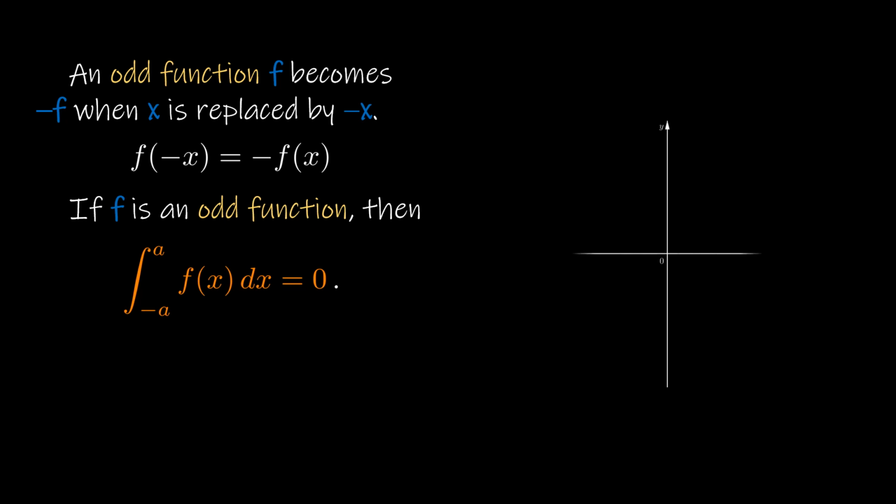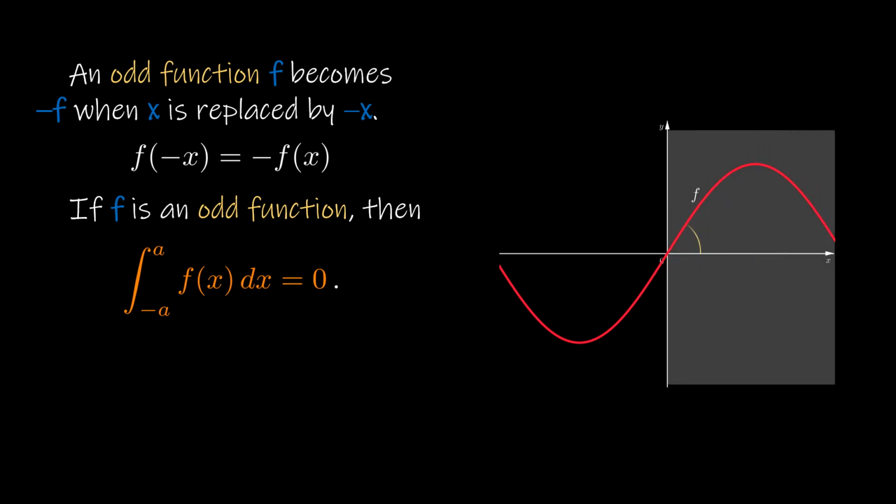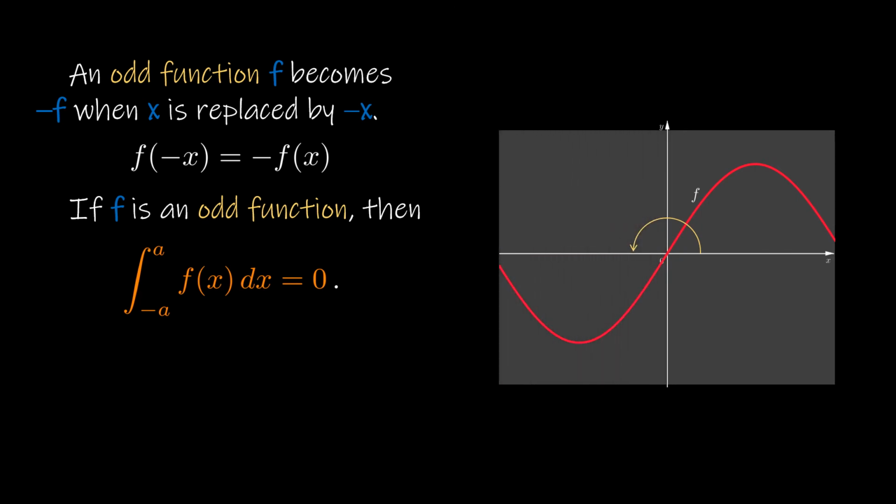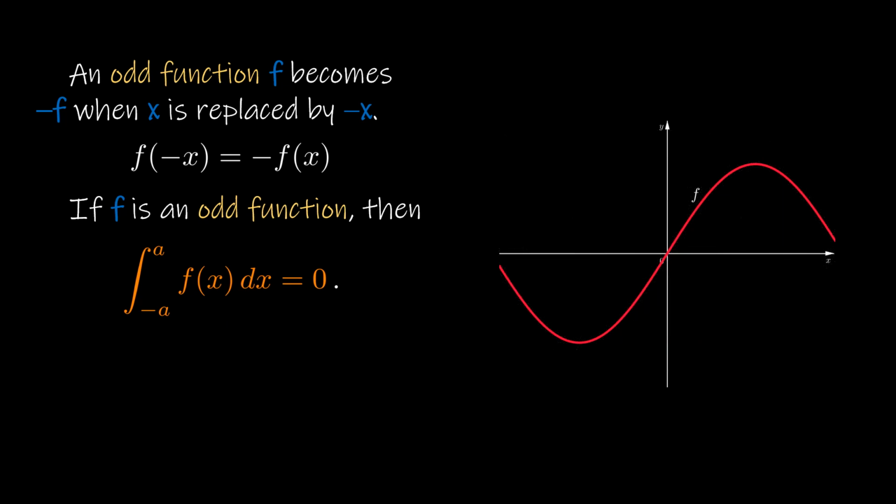The following figure illustrates a graph of an odd function. It is a function that is symmetric with respect to the origin, which means that rotating the right-hand side of the graph by 180 degrees results in the left-hand side of the graph. The definite integral of the function from a units to the left of the center of the interval to a units to the right of the center of the interval is equal to 0.